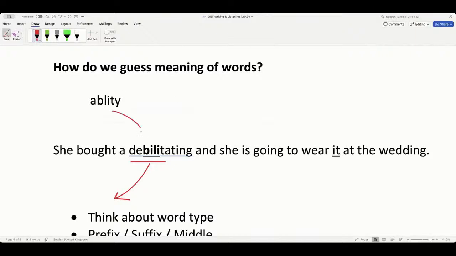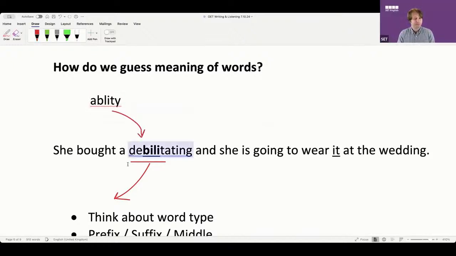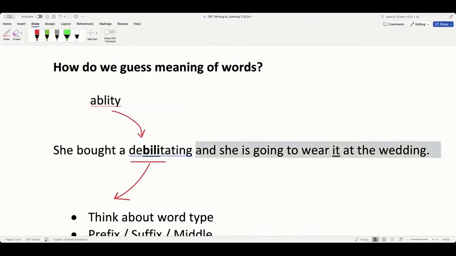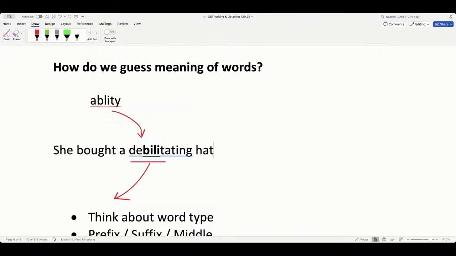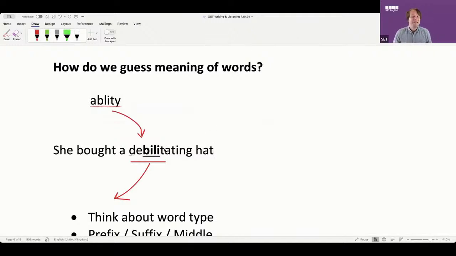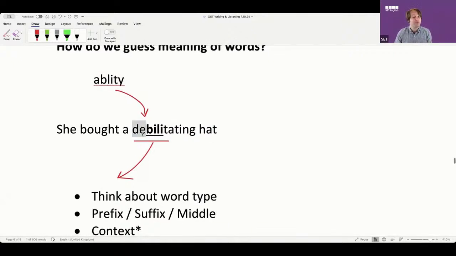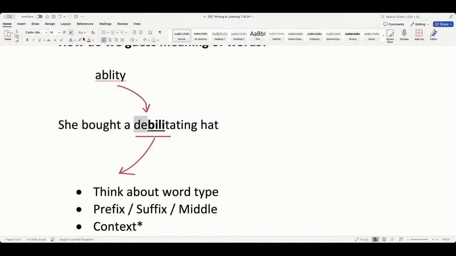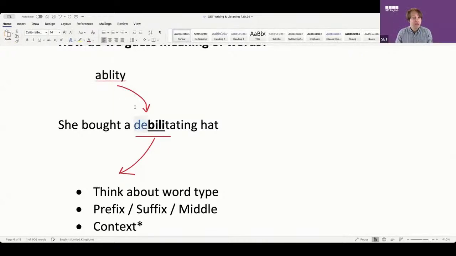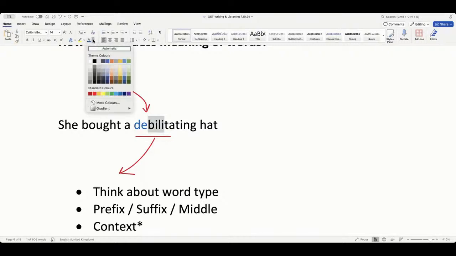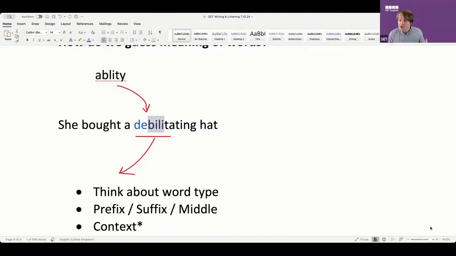What does it mean, debilitating? What does that mean, guys? It is negative. To reduce activity. I'm going to say she bought a debilitating hat. Okay, so it's a very big hat, okay? So ability, we can see it in the middle. And then D, what does D mean? D is a prefix. It's a negative form. So here we can see something negative, maybe for ability. Maybe we can get the meaning this way. Okay. So I'm just talking in general.